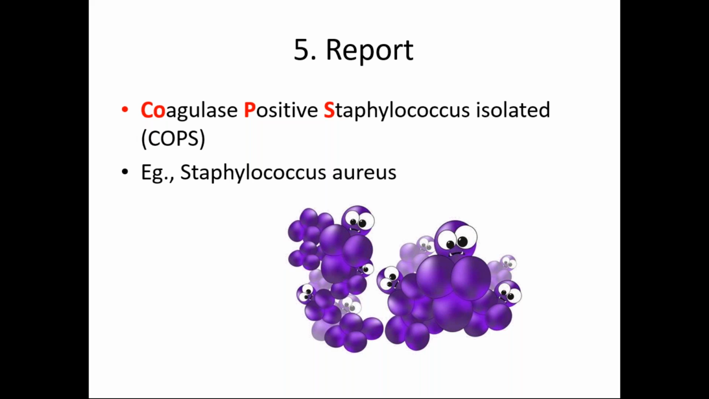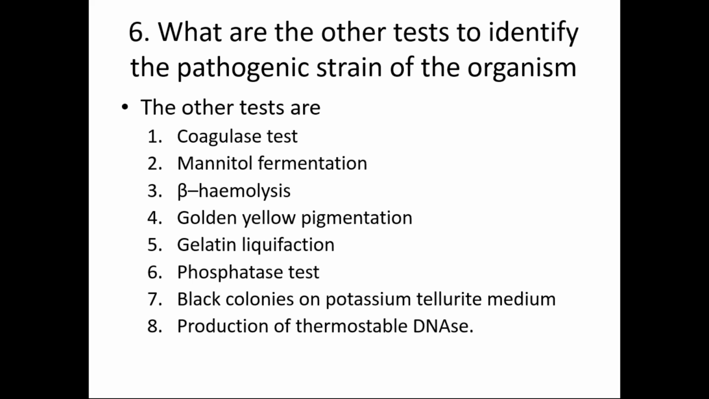Next, report. After doing everything, you have to report. So, which is the bacteria that you have isolated? Staphylococcus aureus or Coagulase positive Staphylococci, commonly known as COPS. Next one. What are the other tests to identify the pathogenic strain of the organism? What other tests can we use to know whether that Staphylococcus strain is pathogenic or not?